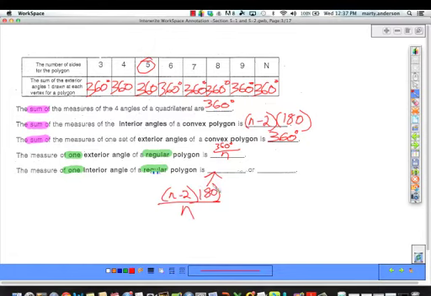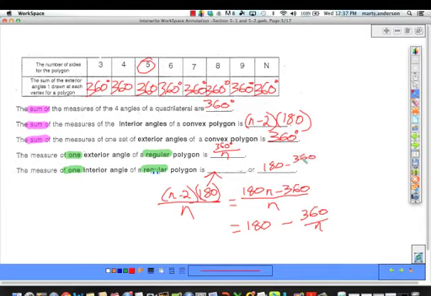There's two blanks here because we also could use our little algebra. This would also be equal to, if I did 180 times n minus 360, all divided by n. And now if I split this up and put 180 over n, I get 180 minus 360 over n. So n minus 2 times 180 divided by n is one way to do it. Second way to do it is 180 minus 360 over n.